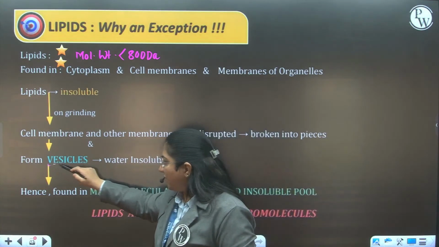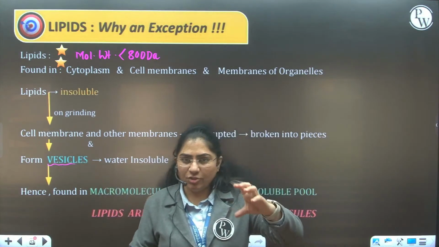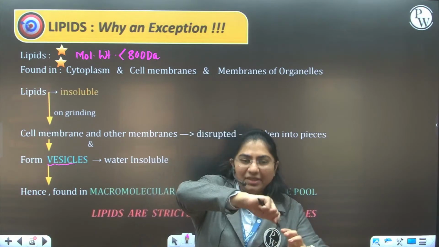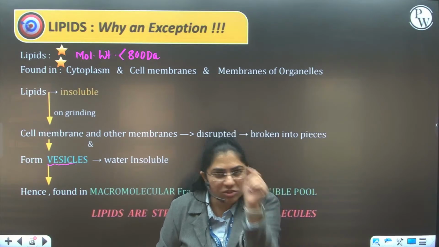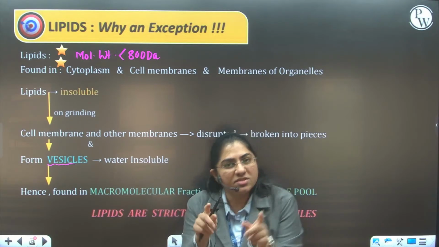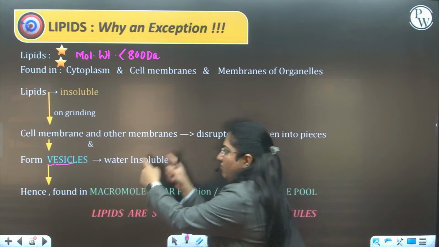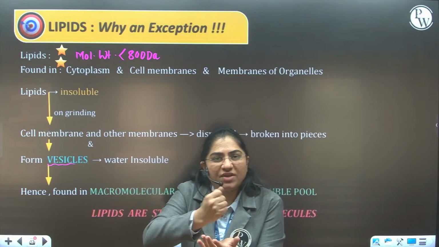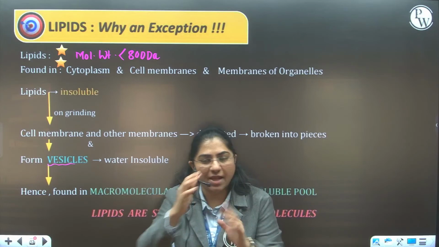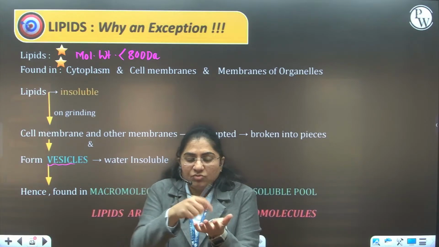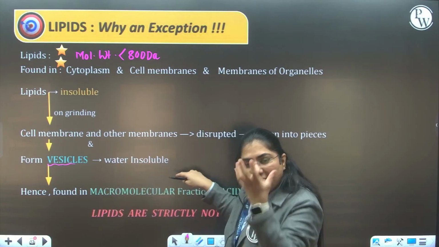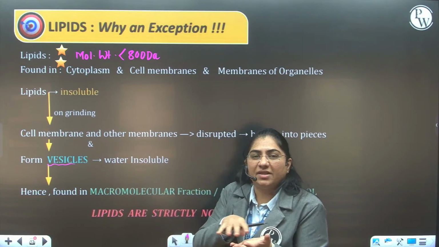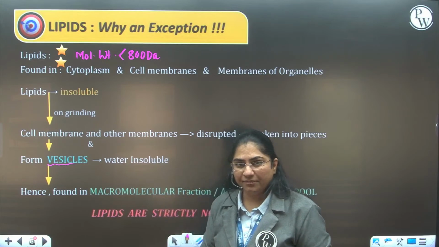Now, have you ever taken a glass full of water, put a little oil into it and stirred it? What will happen? Oil will form small circular structures. Similar circular structures called vesicles will be formed when we grind it with trichloroacetic acid. Now these vesicles, being water insoluble, cannot be filtered out and remain as retentate.